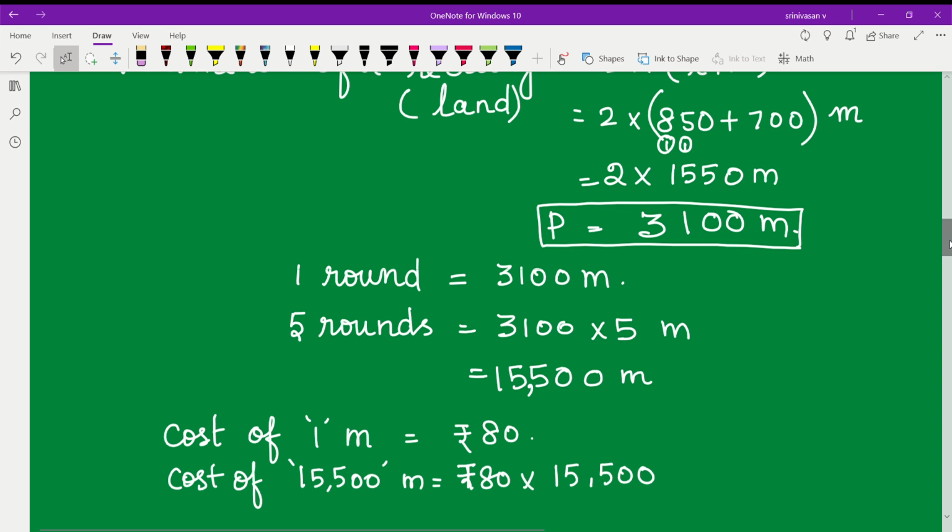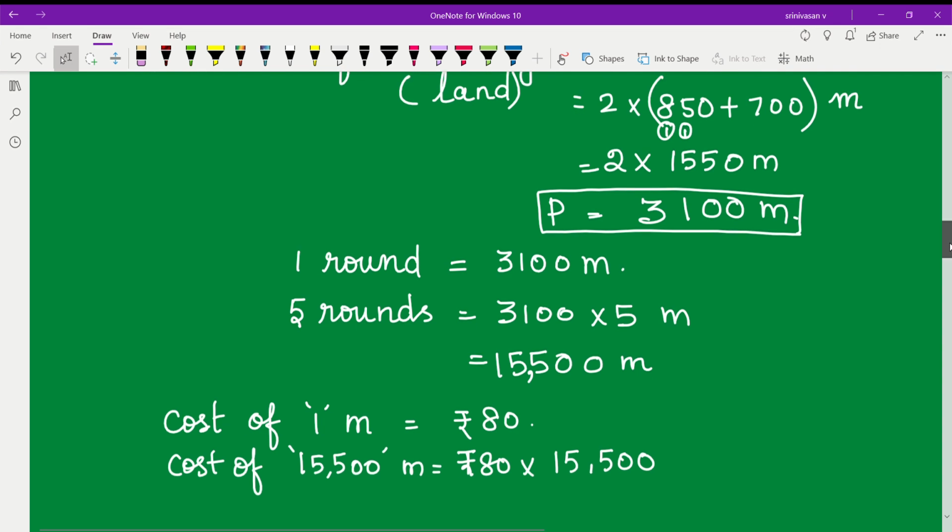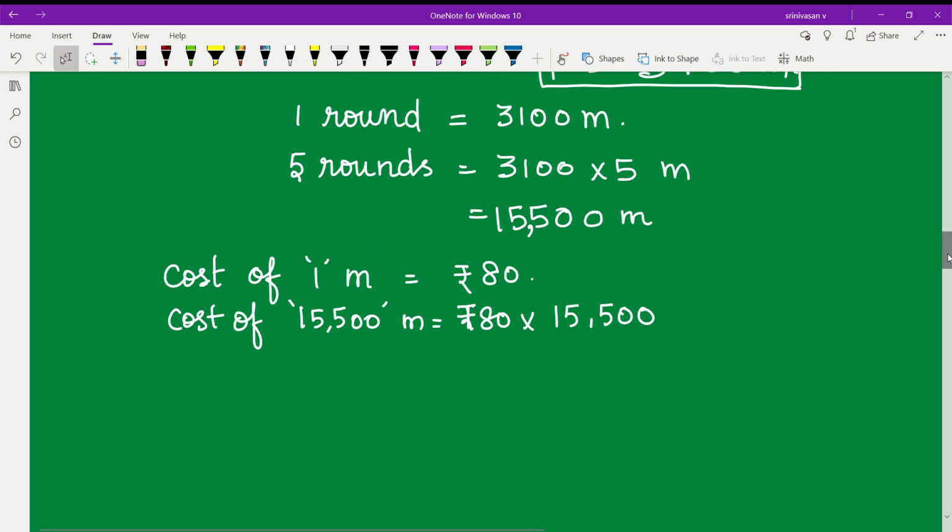Now here we have zeros at the end. So just count the number of zeros and write 1, 2, 3. 3 zeros we have. Now multiply the remaining numbers.